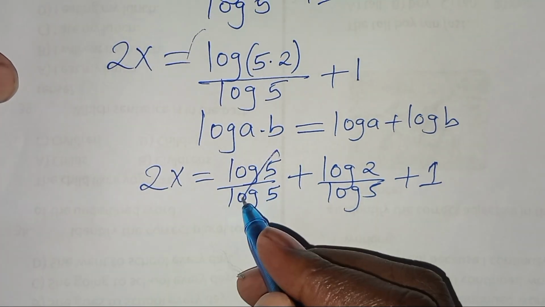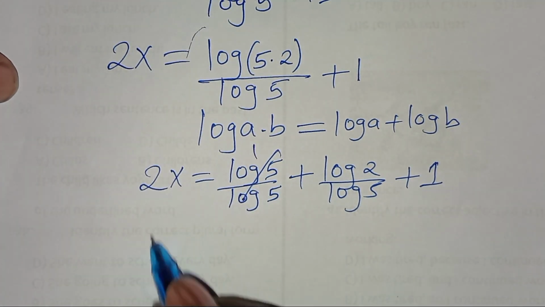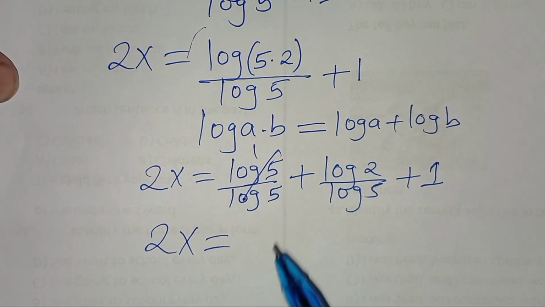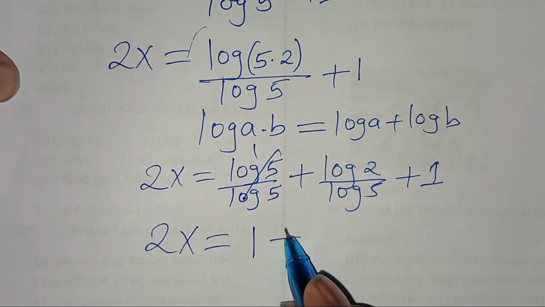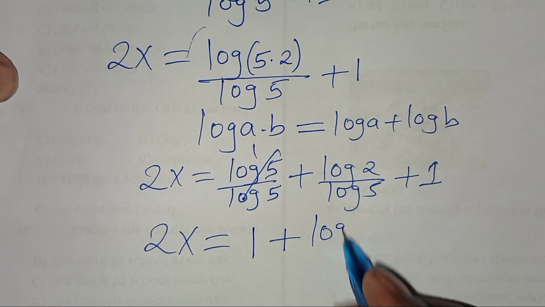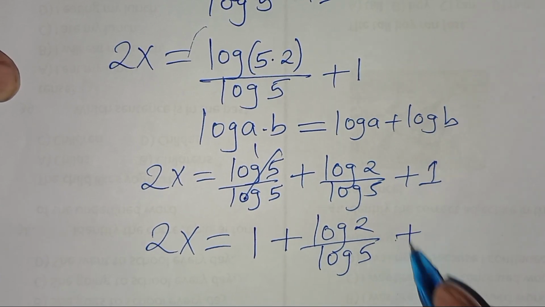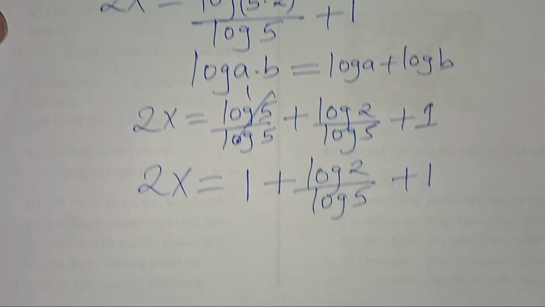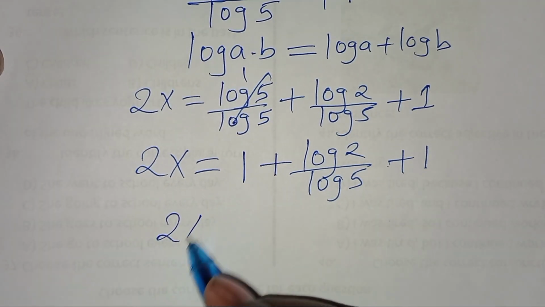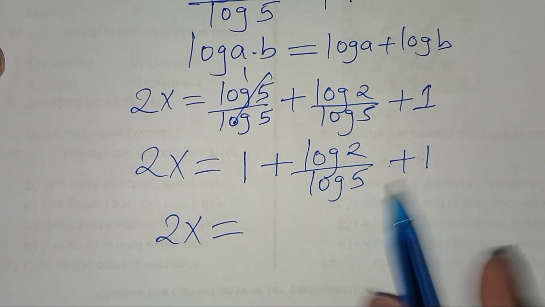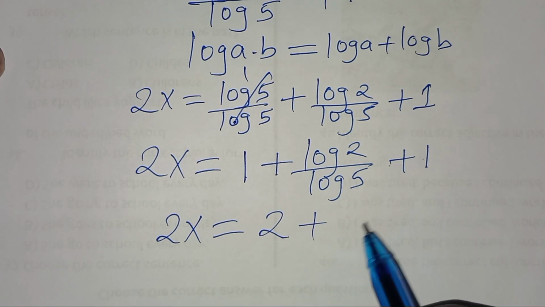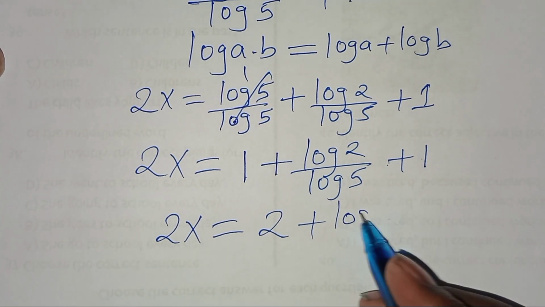So let's simplify here, we'll have 1. So that we have 2x equal to 1 plus log 2 divided by log 5 plus 1. So here we have 2x equal to 1 plus 1, this is 2, plus log 2 divided by log 5.